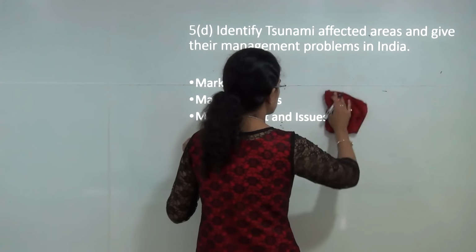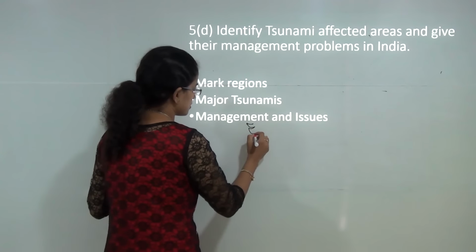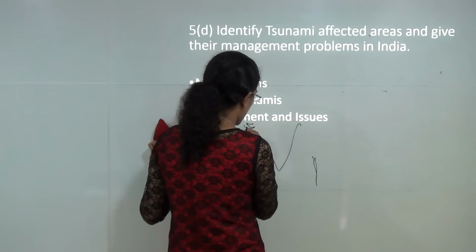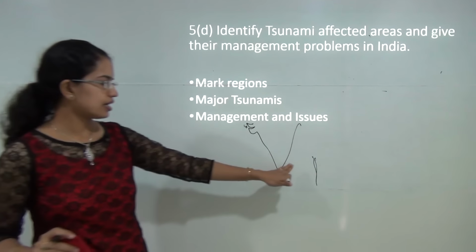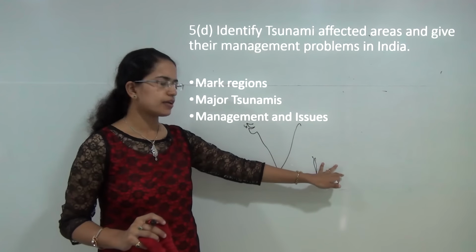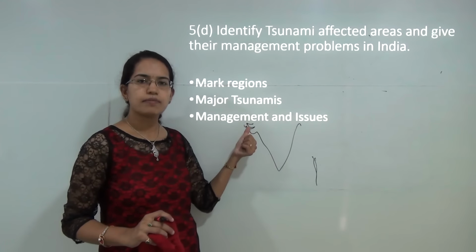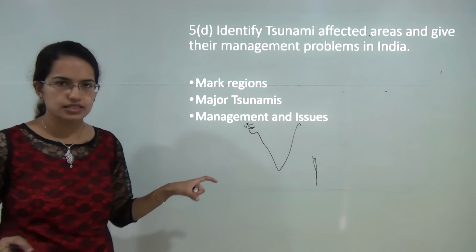The next is identify tsunami affected regions and give their management problems in India. Now again in this you must explain this by means of a map. The most common region where you have the tsunami impact is the region of Andamans and the Kutch coast of Gujarat. The Car Nicobar tsunami, the Andaman tsunami, the Karachi tsunami that affected parts of Kutch are some of the major tsunamis that impacted the region.